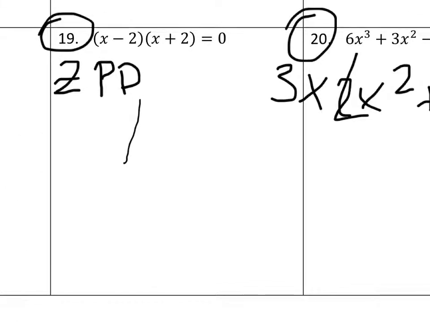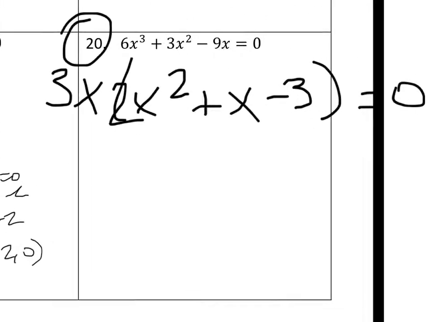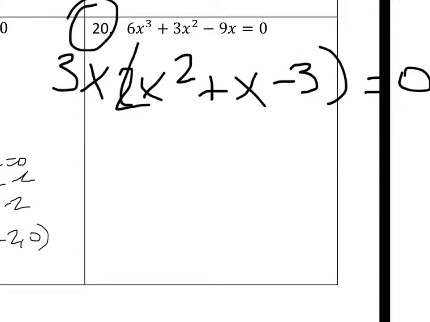Okay, question 19, zero product property. Okay, well it's already factored for me, so I can actually set just both the factors equal to 0 and solve. Okay. Add 2, so I get x equals 2, subtract 2, I get x equals negative 2, and my x-intercepts are here. Perfect. Okay, and the last one, it's going to be tough. I'm sorry that's so big.